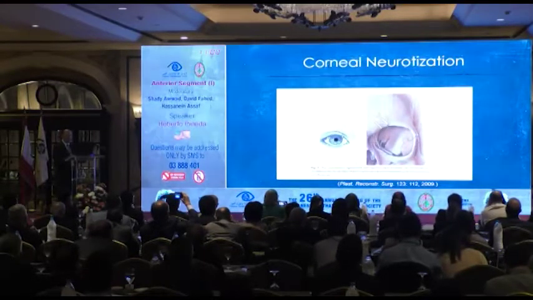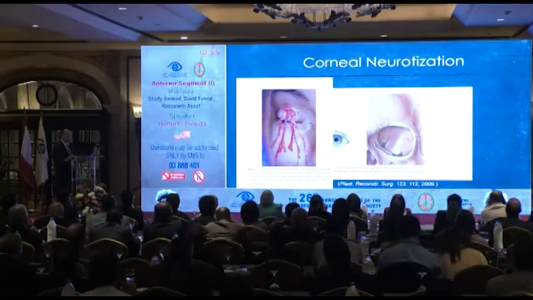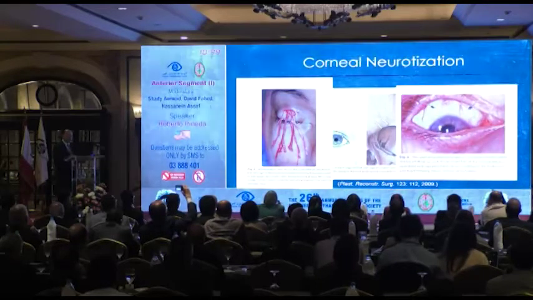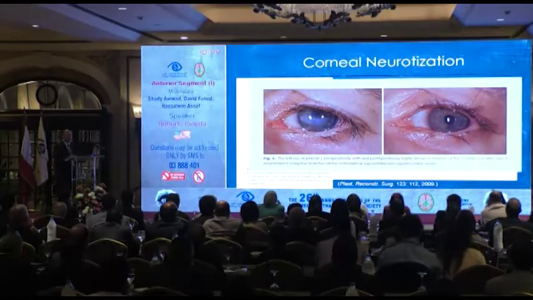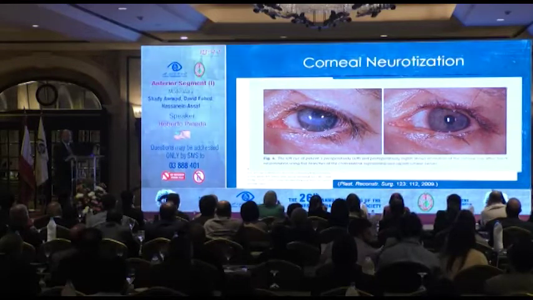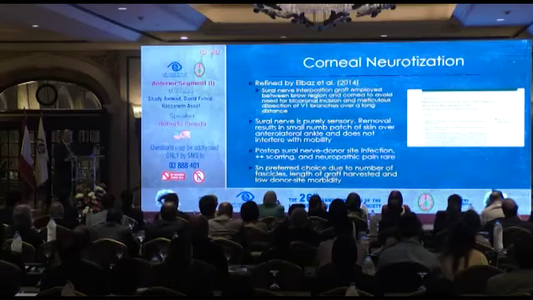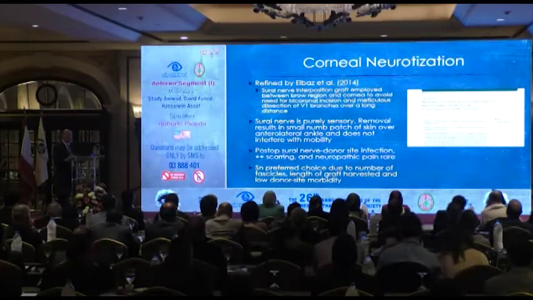What they're doing is taking those supratrochlear and supraorbital nerves to the contralateral side. This is from this paper showing the fascicles of the nerve being brought down through the upper lid and then laid on the surface, underneath the conjunctiva next to the cornea. And this is a patient from that original paper showing improvement in their ocular surface several months after undergoing corneal neurotization. This technique was refined by Elbaz in 2014. And here what they did is they used a sural nerve graft, employed between the brow regions to avoid that large bicoronal incision.